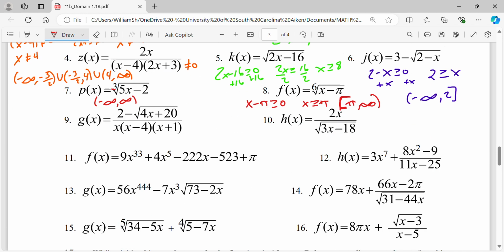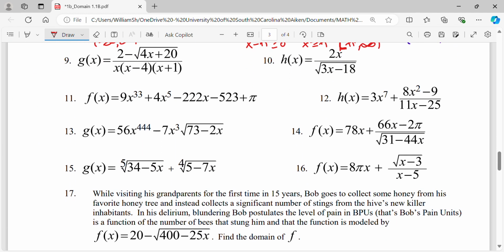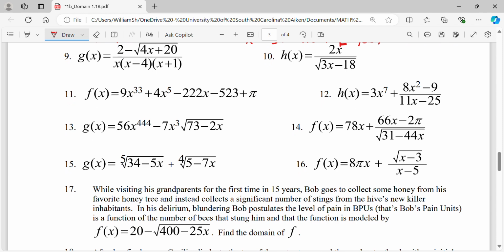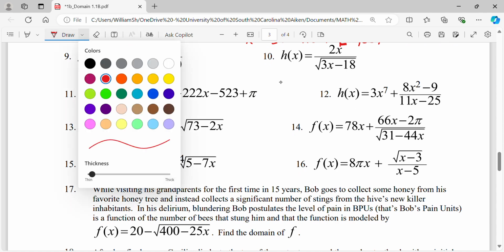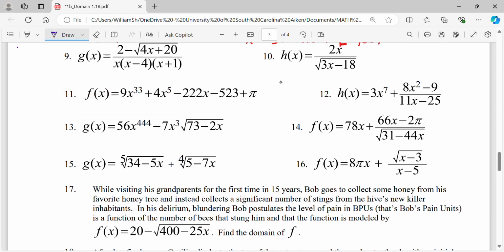All right, let's scroll down a bit and look at the next set here. Number 9 says g of x equals 2 minus the square root of 4x plus 20 divided by x times x minus 4 times x plus 1. Now, we have quite a bit going on here. We have the square root, and we also have this division by several factors.